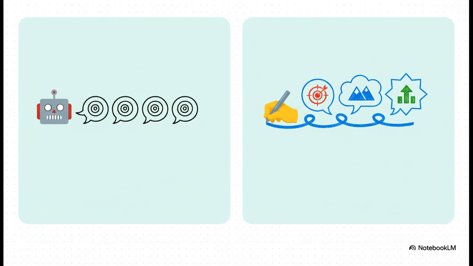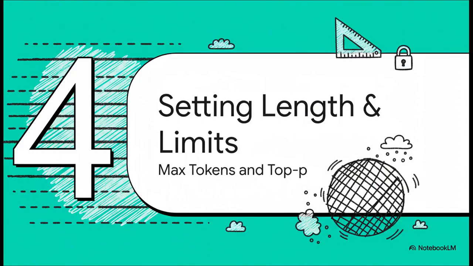It instantly sounds so much more human and engaging. All right, let's talk about 2 parameters that are all about setting boundaries: max tokens and top P. Max tokens is your length control, and top P is kind of like a safety net for when you get creative.